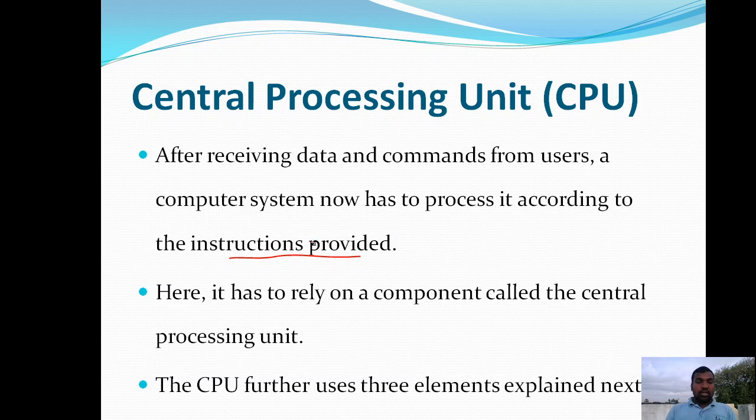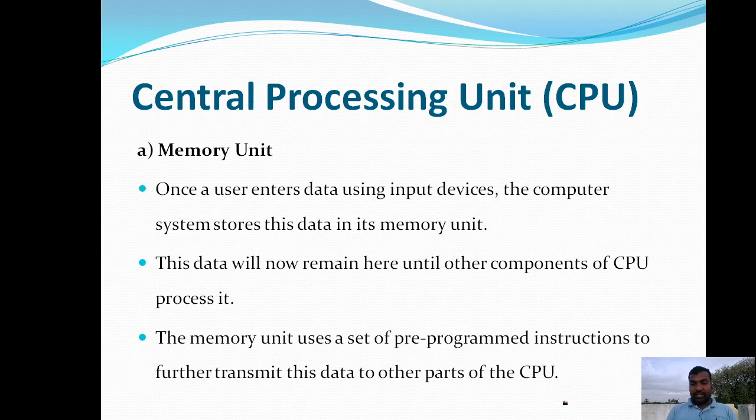Okay, so that processing purely relies on a component called the central processing unit. The processing of data is completely dependent on the central processing unit. This central processing unit further uses three elements to explain. So those are explained in the next slide.